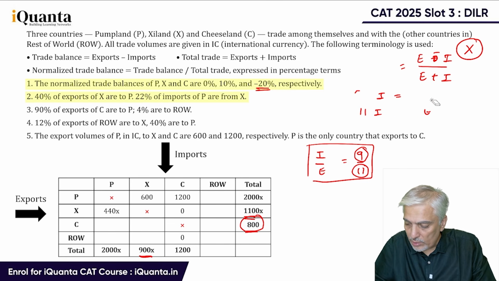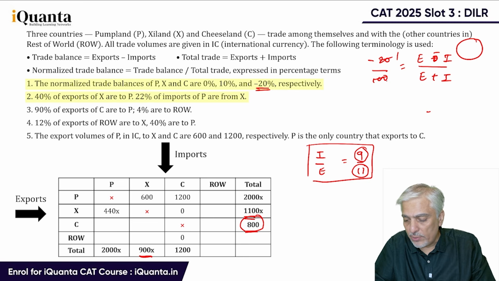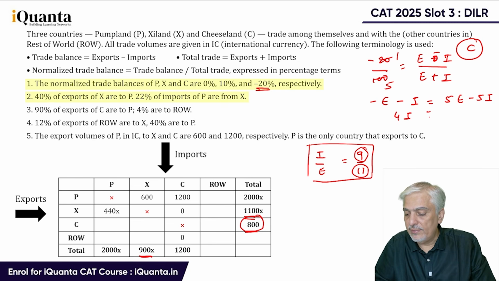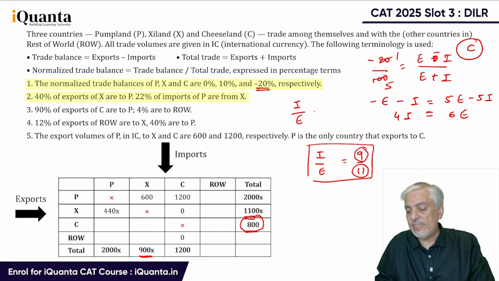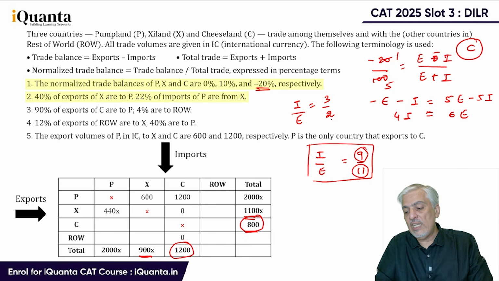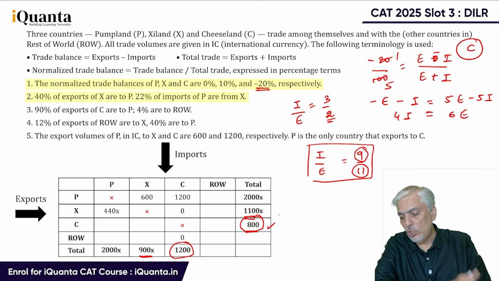So what will you get? Let's do it. This is for country C. Minus 20 upon 100, which is 1 upon 5. This is for country C. So I'll get negative E minus I is 5E minus 5I. So what do I have? I have 4I is equal to 6E. So I upon E is 6 upon 4, which is 3 upon 2, where I know that I was 1200. So E will be 800, and that is how I got this 800. So I hope this much is clear.